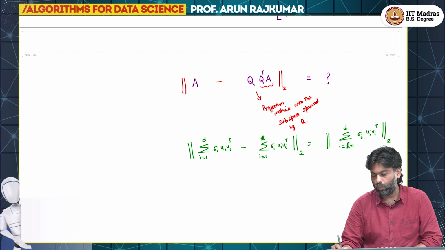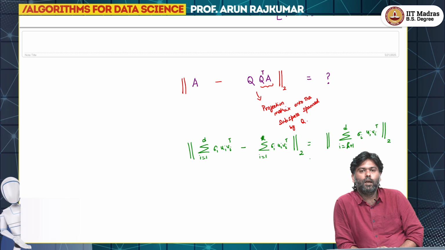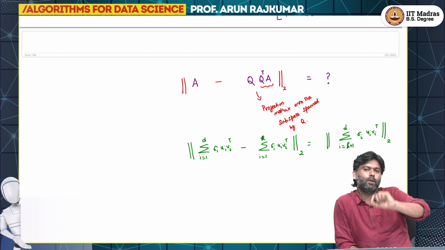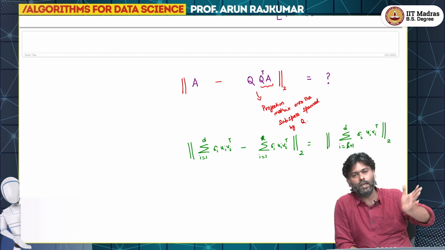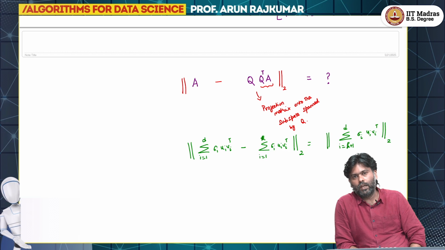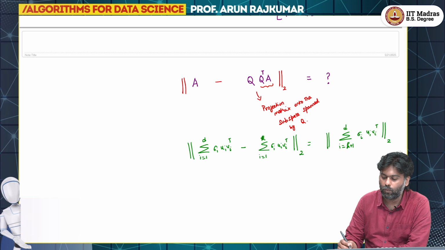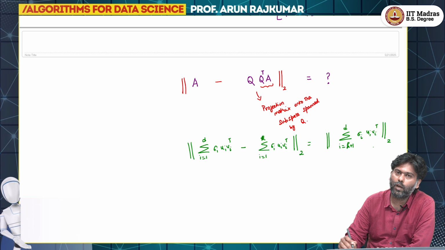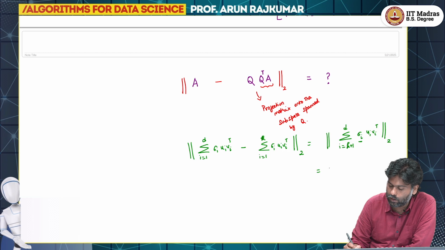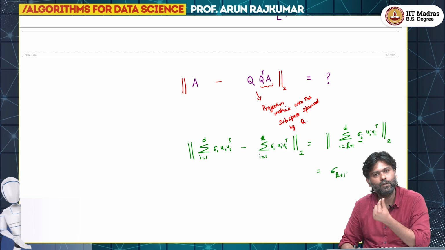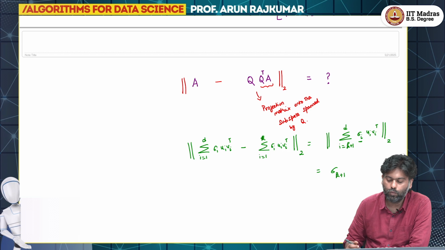Well, what is the L2 norm of this matrix, which is sigma k plus 1 u k plus 1 v k plus 1 transpose plus dot dot dot till sigma d u d v d transpose? What would this be? Well, this would be the maximum singular value of this matrix, and because sigma is arranged in decreasing order, this would just be sigma k plus 1. This would be the k plus first singular value, right?